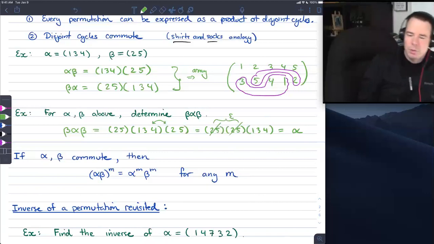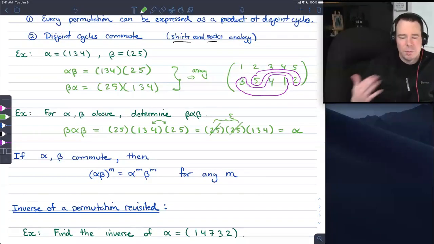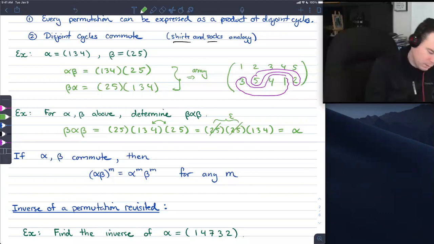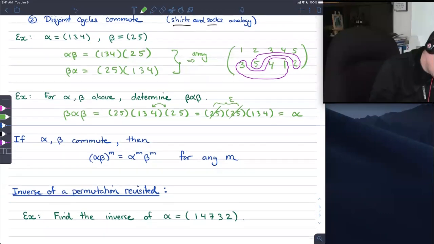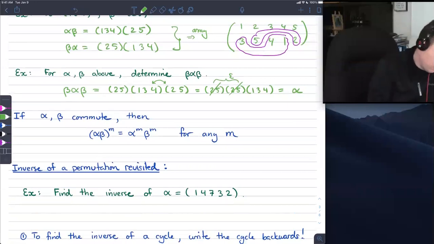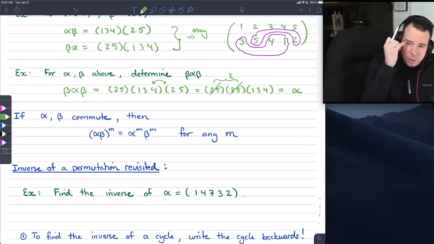So this is how we can use disjoint cycles commuting, is that we can do some algebra with them and we can spare ourselves some calculations. Notice I didn't do any calculation here. I just noticed that I could switch the order of 2 things and then had 2 things canceling. So we're starting to develop some notation and then some power for deciding whether we need to do computation or not.